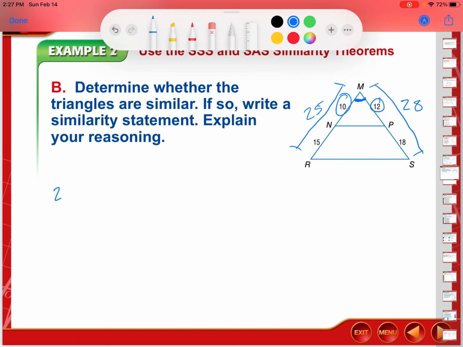So anyway, I'm going to set up a proportion to see if those are in fact proportional. So I'm going to do 25 over 10, set that equal to 28 over 12. So I'm doing big triangle side over little triangle side, and big triangle side over little triangle side. Now, I could do one of two things. I could cross multiply, or I could simplify. In this case, I can simplify this in my head, and so I'm going to do that. So I do 5 over 2.